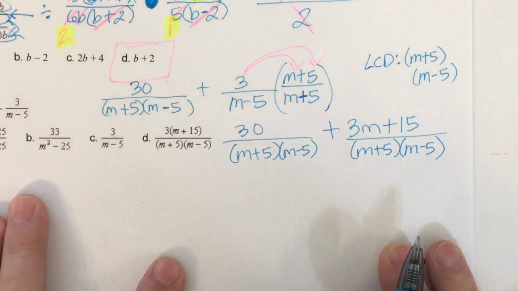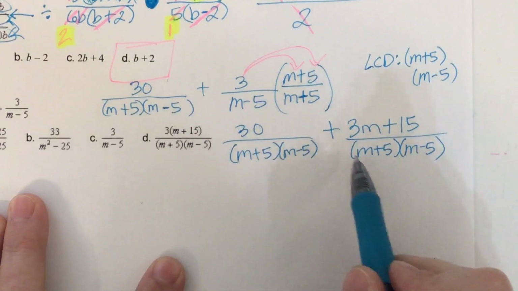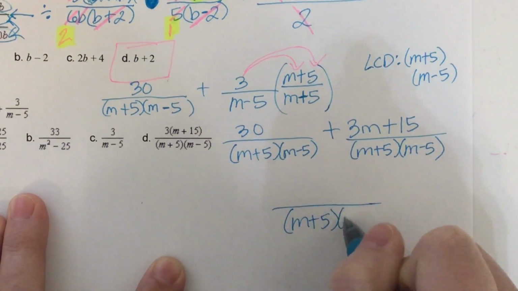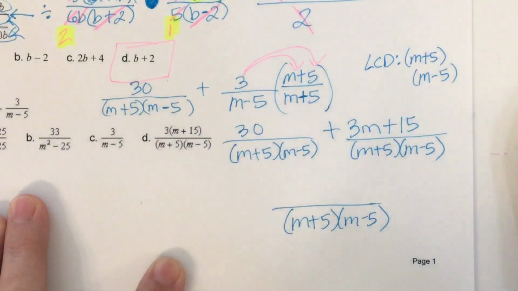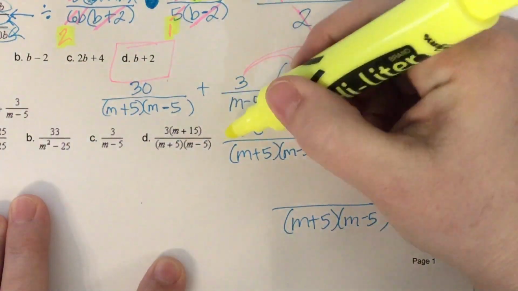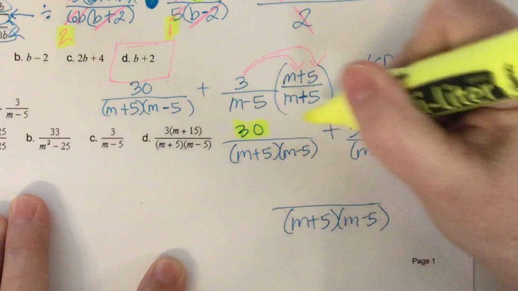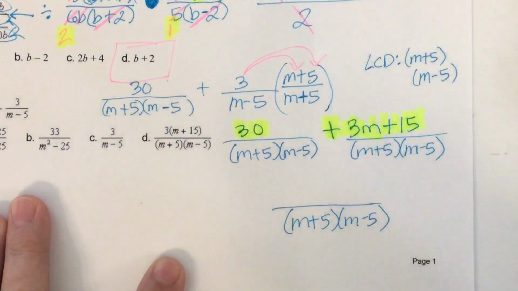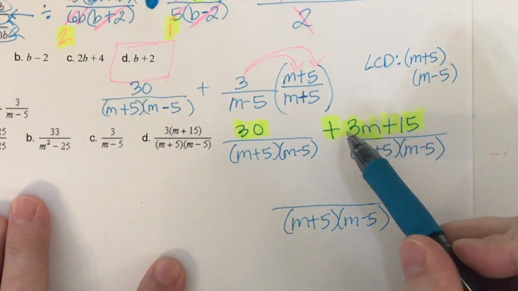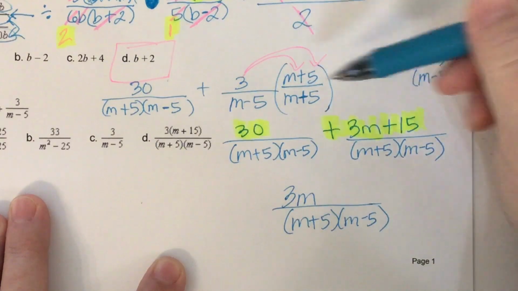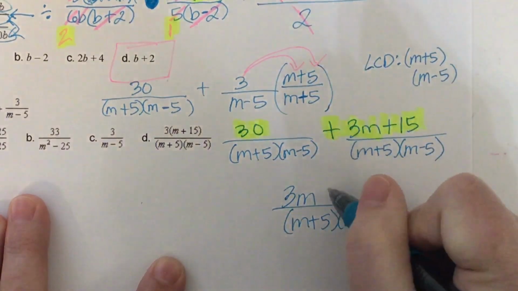Okay, when you add and subtract fractions, as long as the denominator is the same, it just stays the same. So you don't do anything to the denominator, it just recopies. But we do need to clean up the numerator. So I need to take 30 plus 3m plus 15. So the 3m has nobody to combine with, so that's just going to recopy. But I can combine the 30 and 15 to get 45.